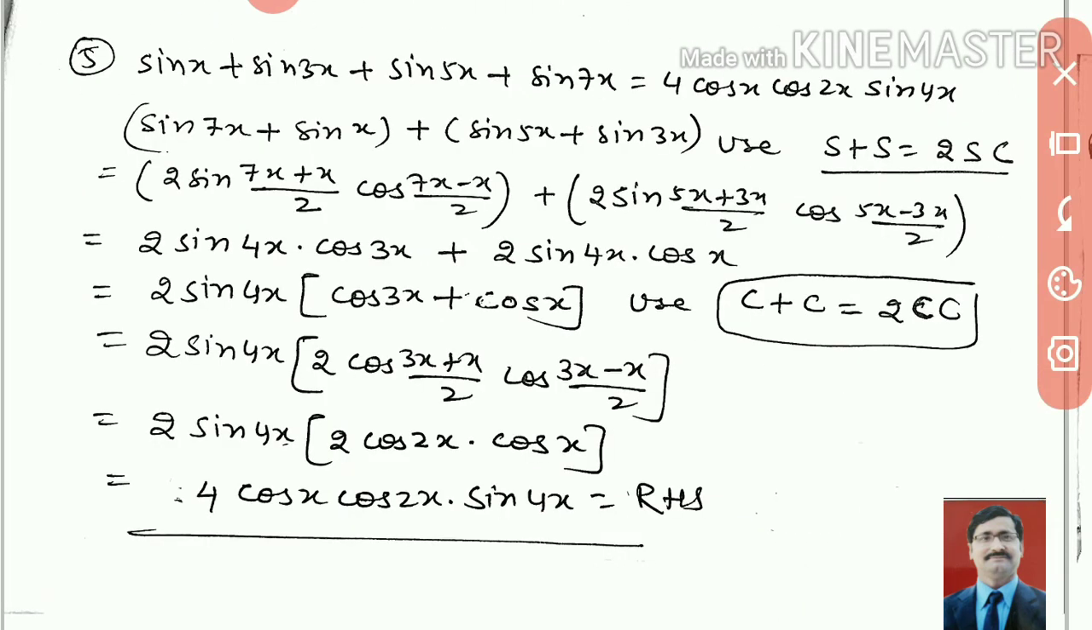Look here, this is question number 5. It is very important. sin x + sin 3x + sin 5x + sin 7x equal to 4 cos x, cos 2x and cos 4x.